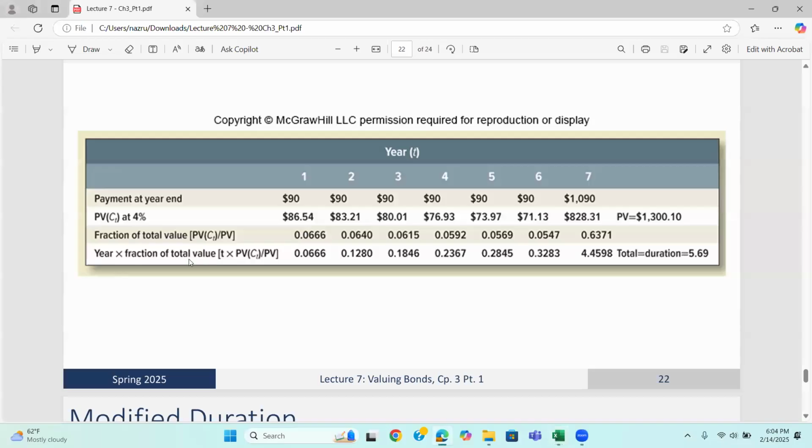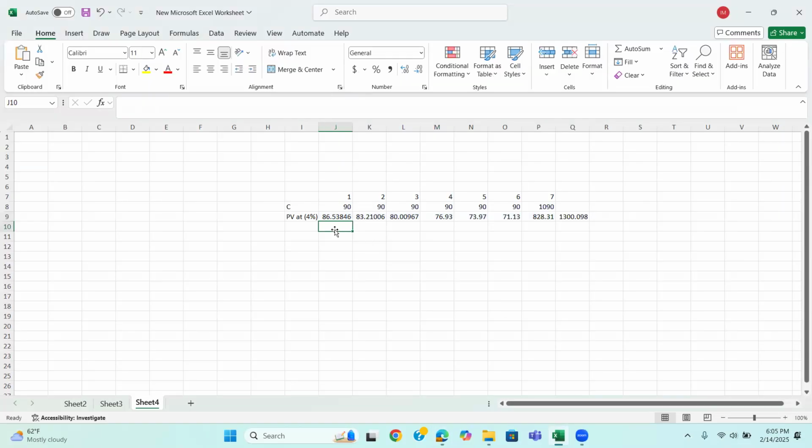All right. And then you have to do the fractions of the total value. For each year, what's the weight of each of the years? So this is 86.3 divided by this present value, and you get the fraction of the amount.